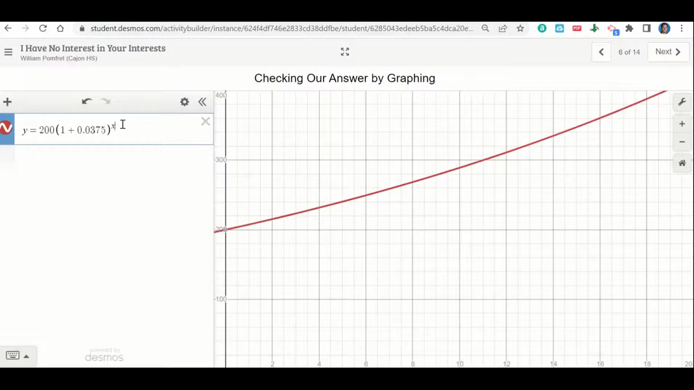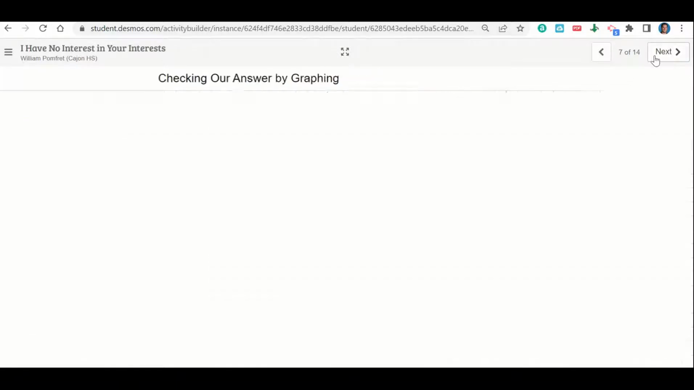There's our curve. And we can see that after 1 year, which is here, if we click on it, we can see that we're about 207.5 right there. So we can see that that is the correct answer. We checked our work and it shows that we did it correctly. So now we can move on to the next one.